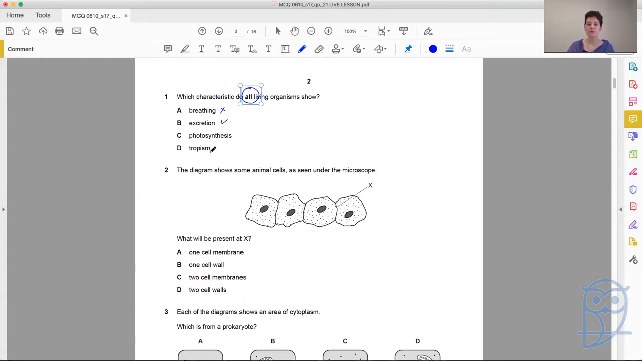Photosynthesis and tropism. Well, those both seem rather plant-based. So definitely not all organisms. So yes, we can confirm that the B, excretion, is a characteristic of all living organisms. No matter the size, no matter the style, all living organisms go through excretion.